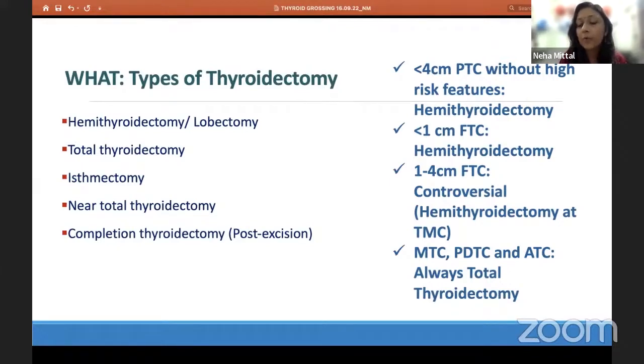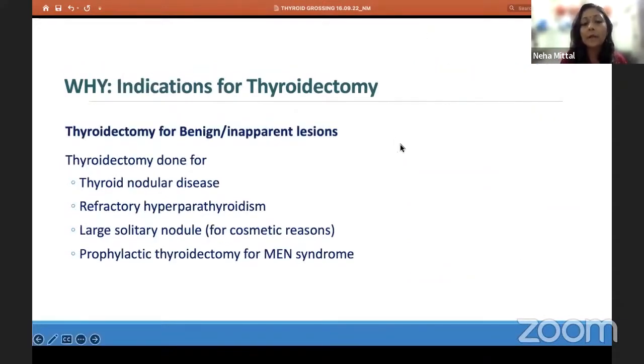Then medullary, poorly differentiated thyroid carcinomas and anaplastic thyroid carcinomas always undergo total thyroidectomy. So it is important to know the clinical suspicion, the preoperative imaging findings, as well as the preoperative FNA findings that are present in a particular case. Then I come to why. What are the indications for thyroidectomy?